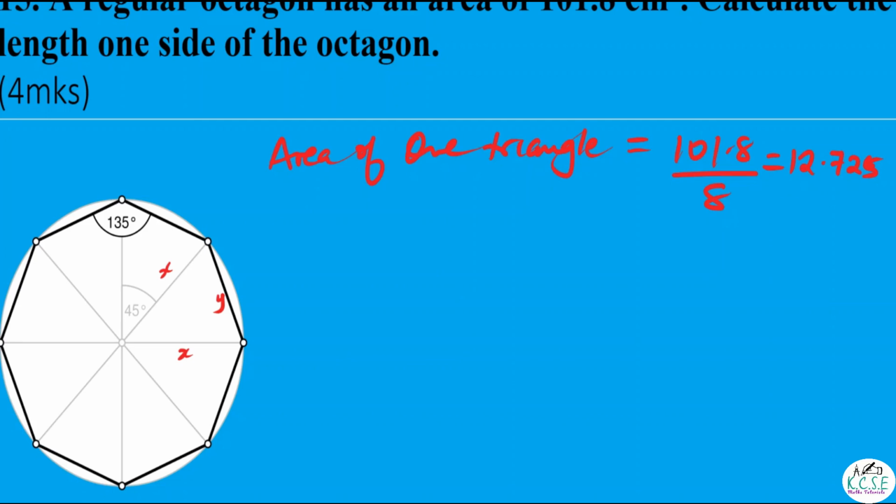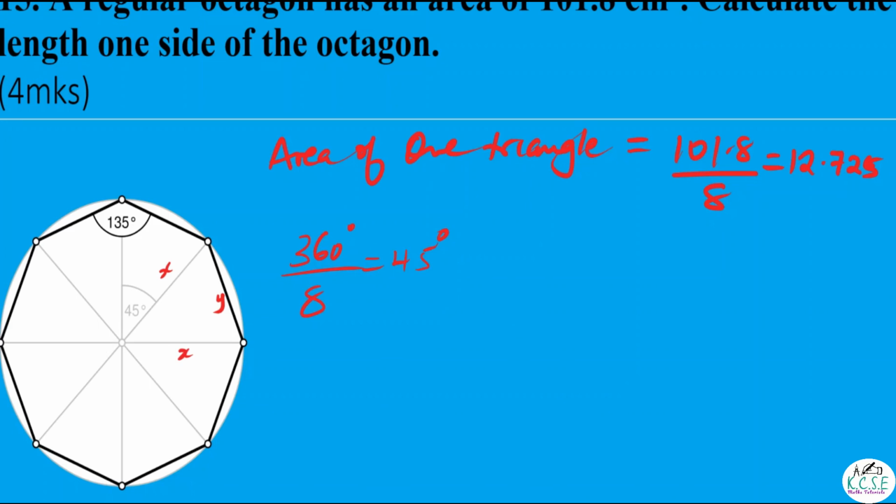Now from there, you can see the size of this angle. Each of these angles at the center is 45 degrees. We obtain the sizes of those angles by taking 360 degrees divided by 8, because there are 8 angles. That is how we obtain that this angle is 45 degrees.